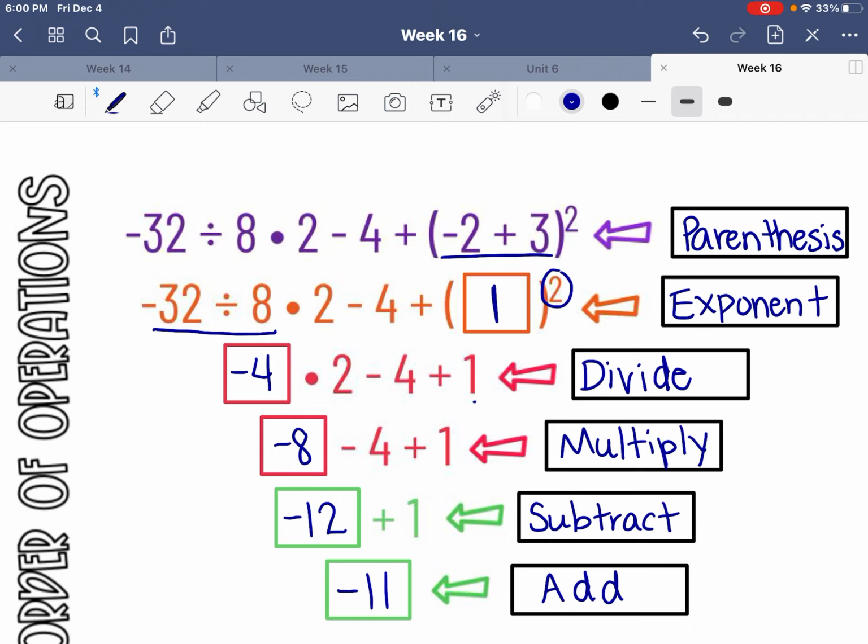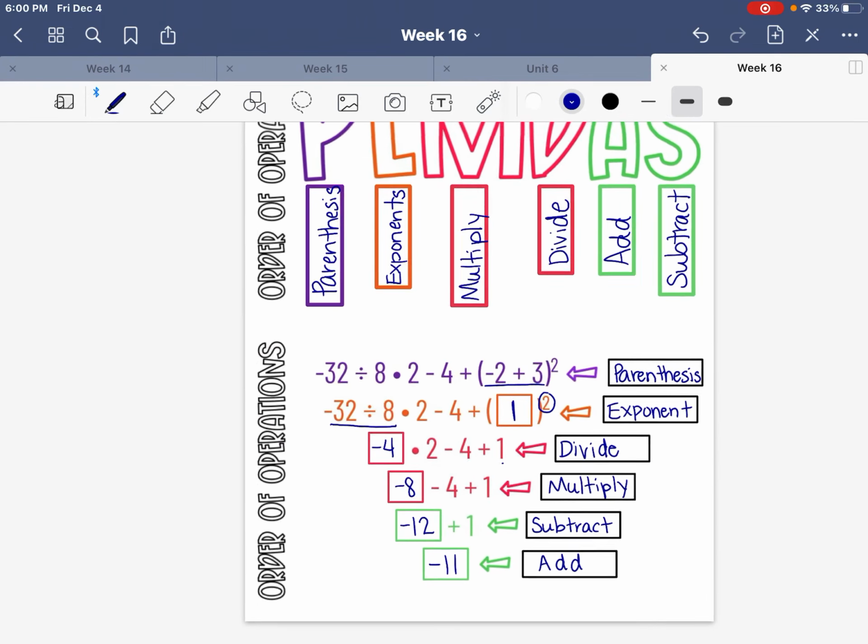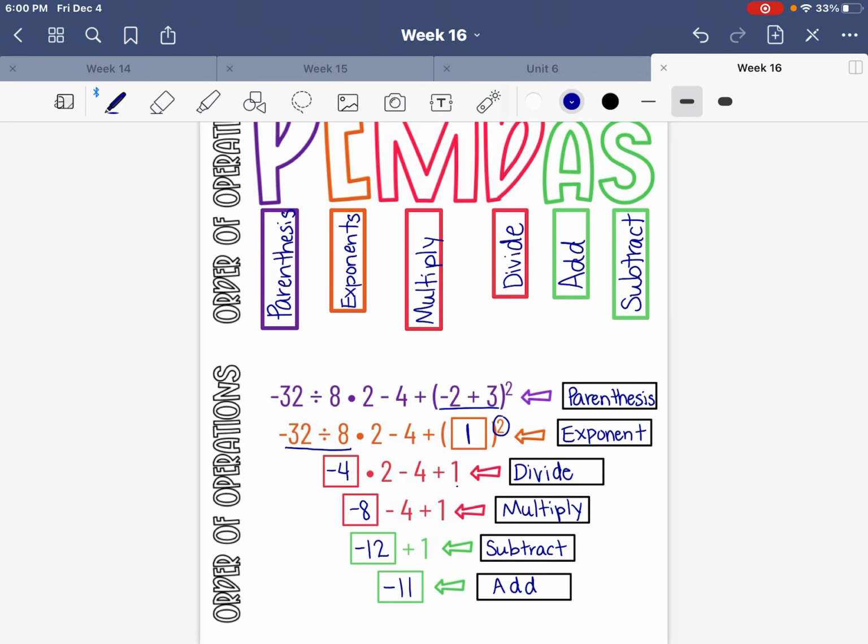Okay, once you've got this page filled out and finished, make sure you double check with the sub and see that you've got it all done correctly, and then put this in your binder with the rest of your notes.